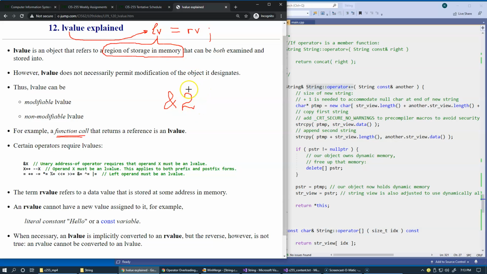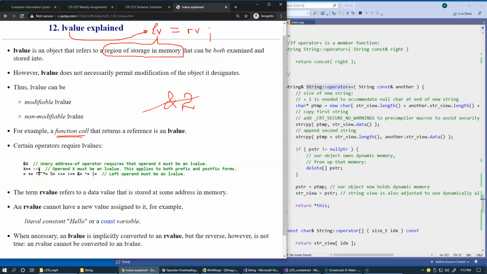It could be used by the compiler only at compile time, and you're trying to take the address of this constant that may be used only during compile time. So this is not allowed. Okay, and so that's an example of the restriction with respect to lvalues when we're talking about address-of.